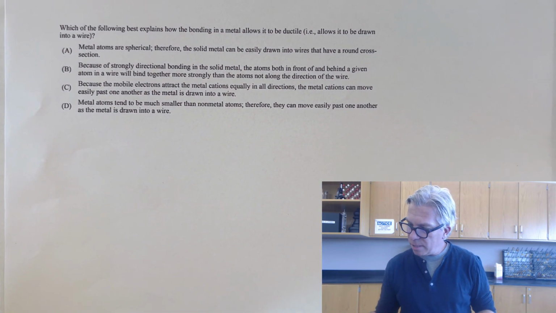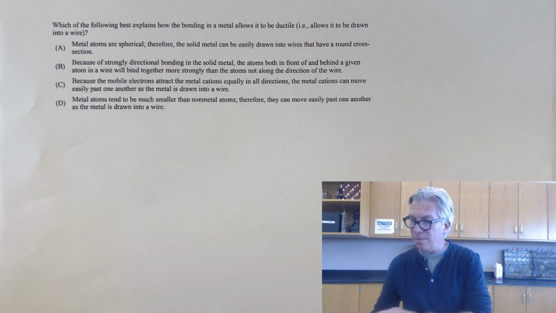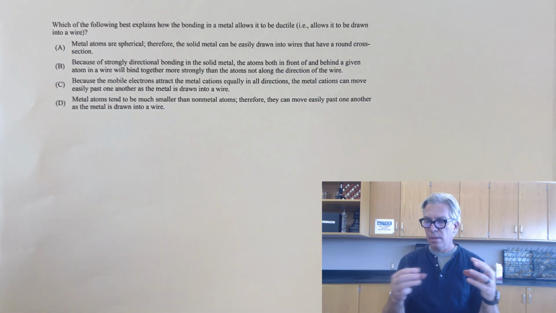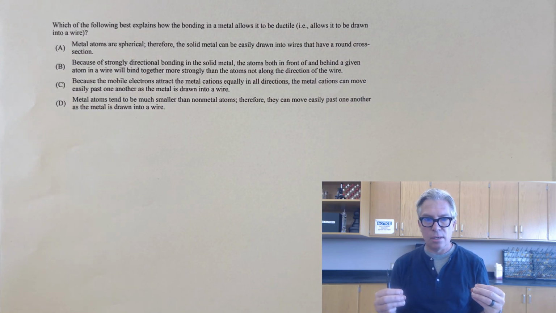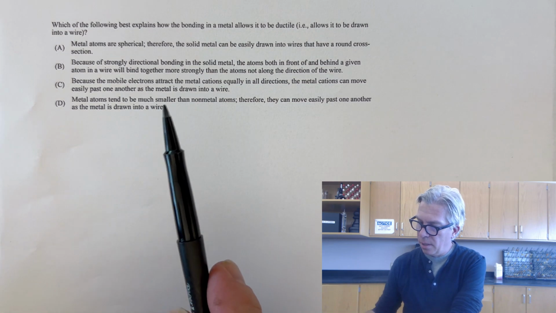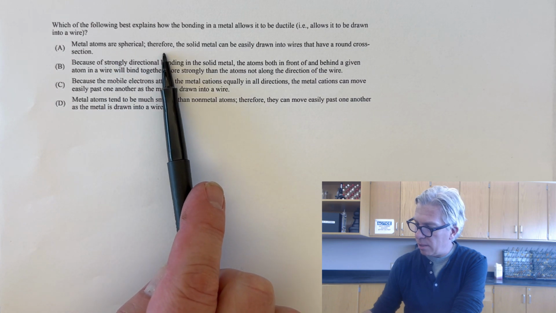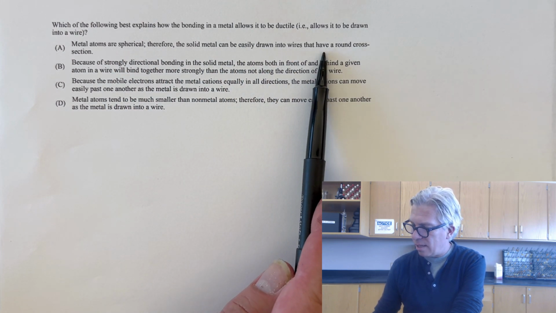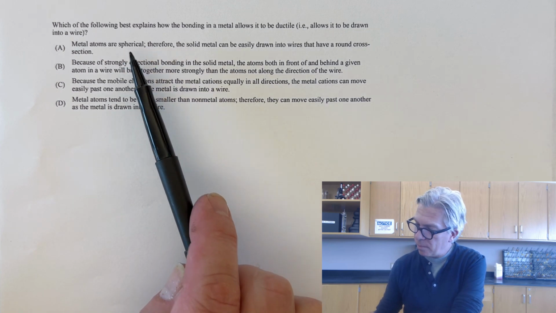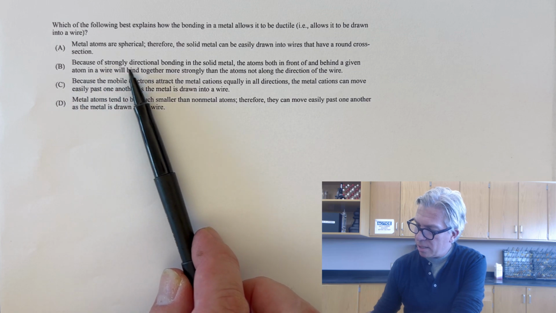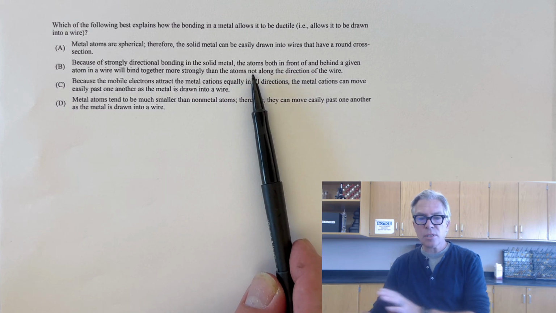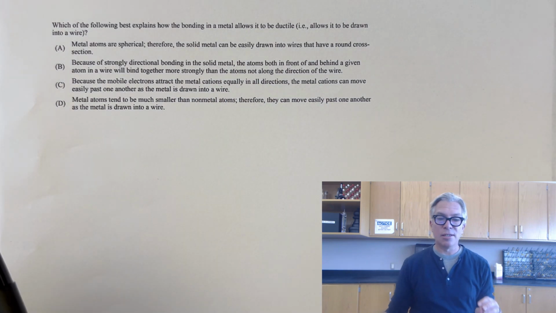Next one. Which of the following best explains how the bonding in a metal allows it to be ductile? So it allows it to be drawn into a wire. You can change the shape of metals by hammering them into shapes or bending them or twisting or stretching. Metal atoms are spherical, therefore the solid metal can be easily drawn into wires. I mean, yes, they are generally spherical, but I don't know if that justifies anything here. Because of strongly directional bonding in the solid metal, the atoms both in front and behind will bind together more strongly. So metals have non-directional bonding.